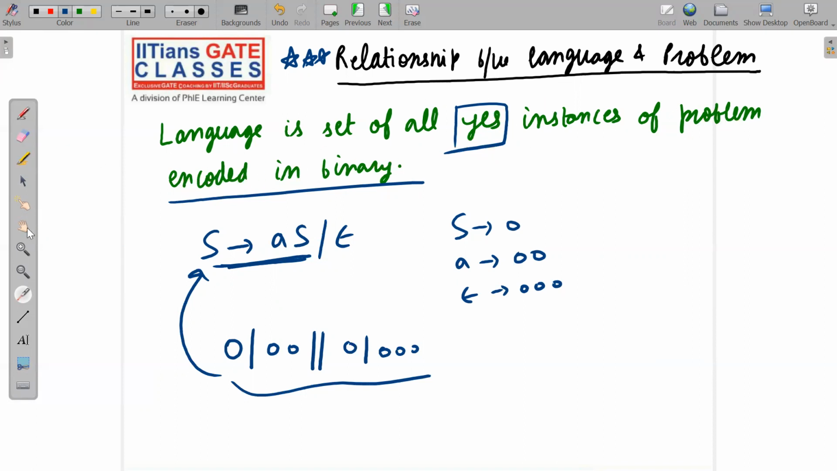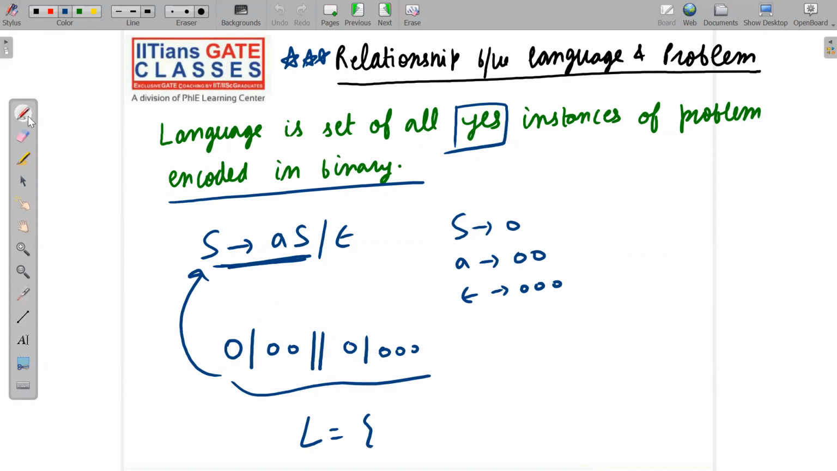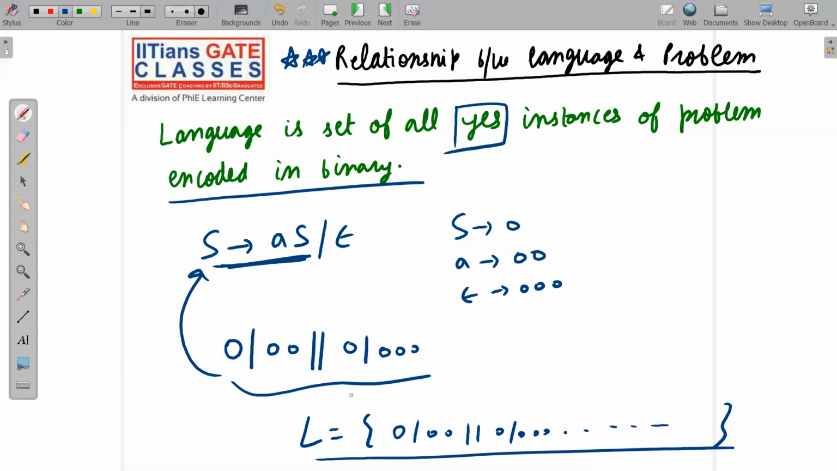Take the ambiguity problem of CFG. So L will be how? L will be all the context-free grammars which are ambiguous, like this. This is ambiguous, na? So you will encode it into binary and write it here as a string. Let me suppose the string becomes this: 0 1 0 0 1 1 0 1 0 0 0 and so on. All these strings will make a language.